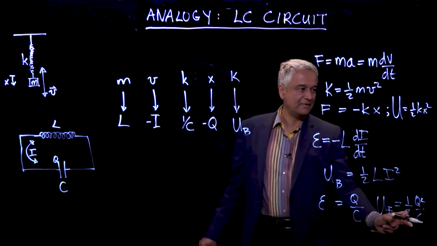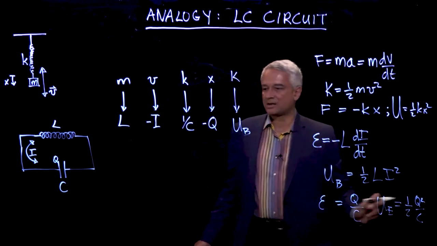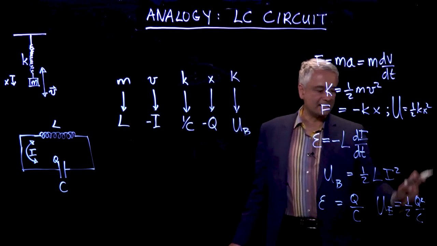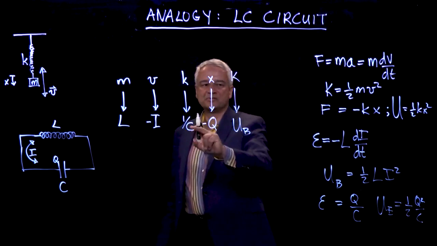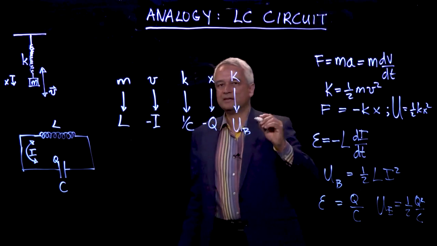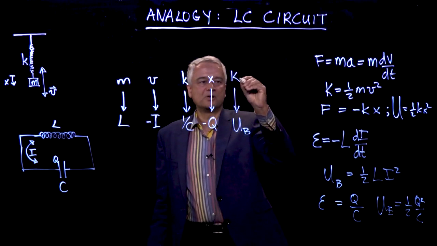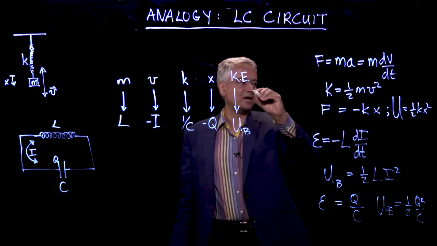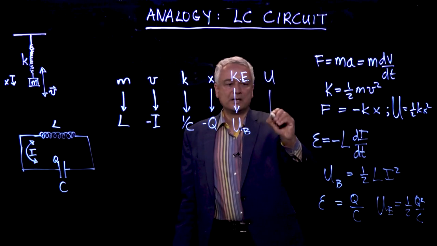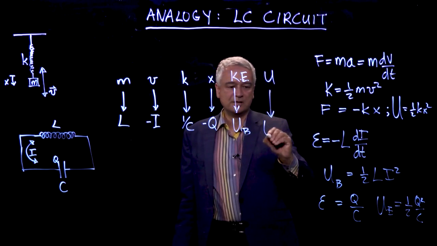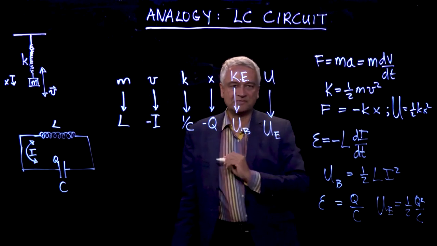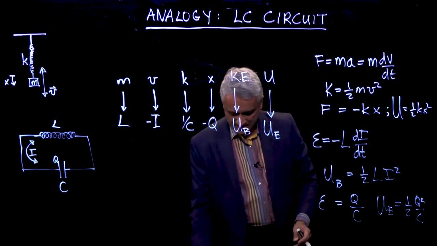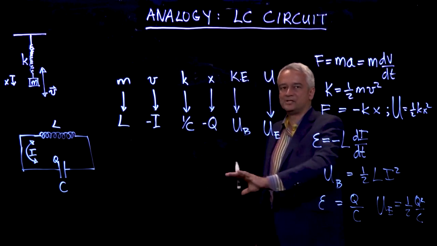I have 1/2 q squared, x squared becomes q squared. The minus sign doesn't matter in that case. And k, 1 over c. So, by the way, maybe I should call this the kinetic energy in the oscillator. The potential energy in the oscillator, U, becomes analogous to the energy stored in the electric fields in the electromagnetic, or 802, oscillator. So there you have it, the full analogy.